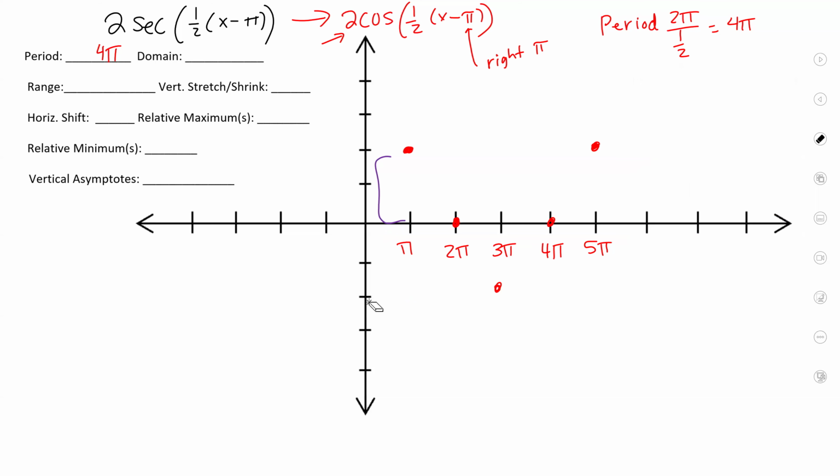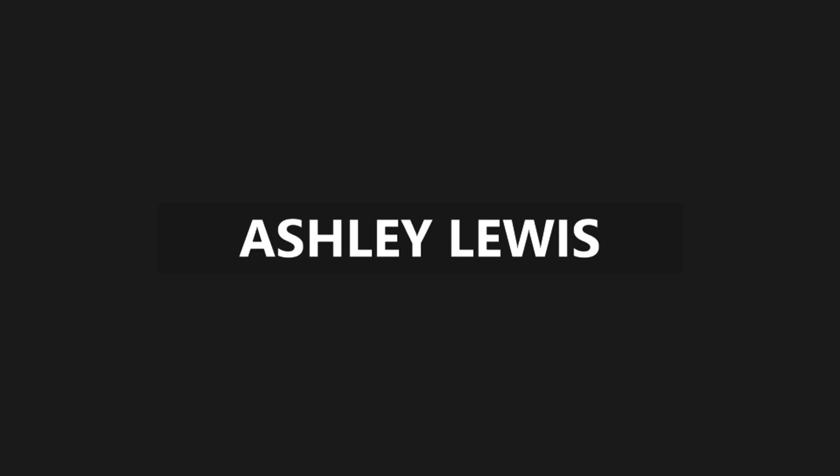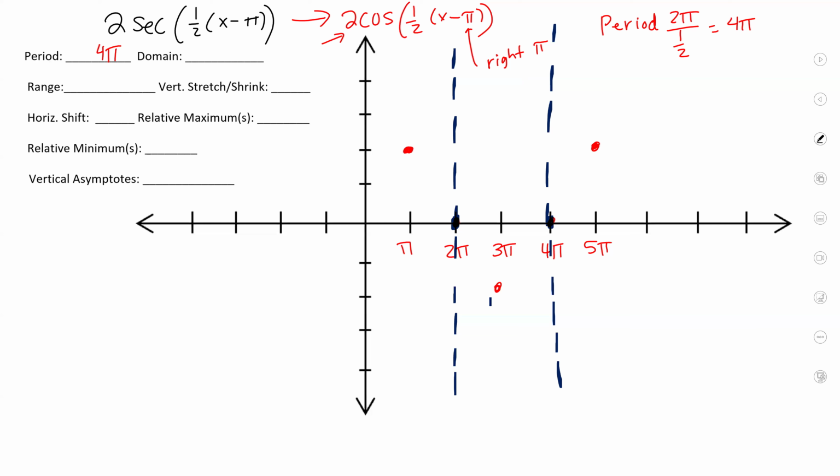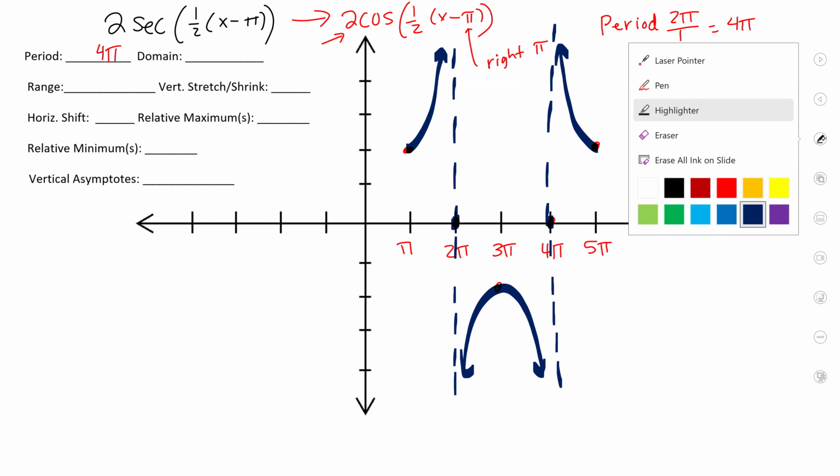All right, and guys, where do you always draw your asymptote? Yep, the points that are on the midline, that is where your asymptote goes. Through the points that are on the midline. Okay. And when you graph it, it'll look like this. You always graph it on the minimums and maximums of your cosine or sine. There you go.